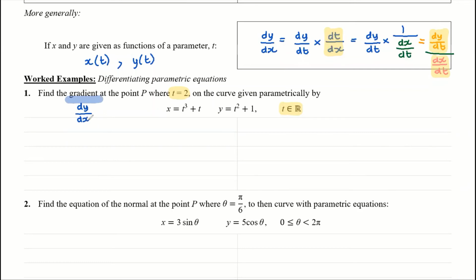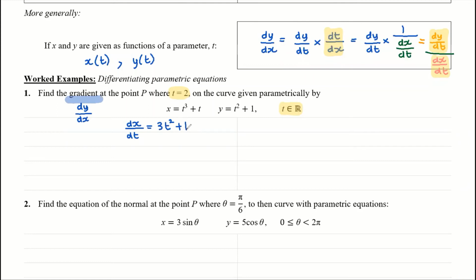Okay, and there's various ways of doing that. So let's go straight for it. So we've got dx by dt first of all. Let's differentiate that one. Again, if you want to do this, just pause the video and try it yourself. Okay, so this is going to be 3t squared plus 1.